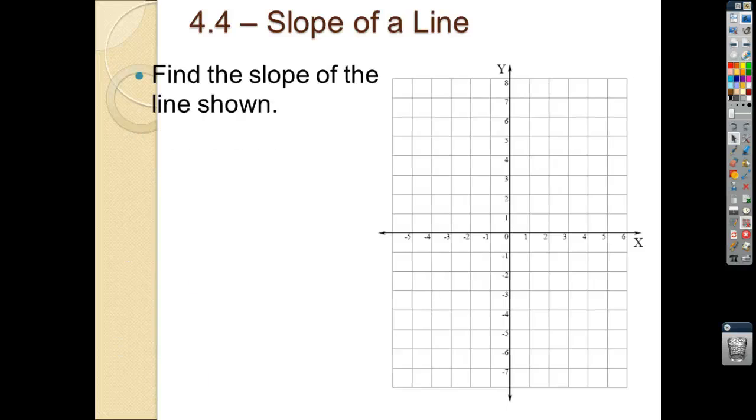All right. So go ahead. Why don't you find the slope of that line? Go ahead. Pause. Okay. Hopefully you were able to calculate it as being 1.